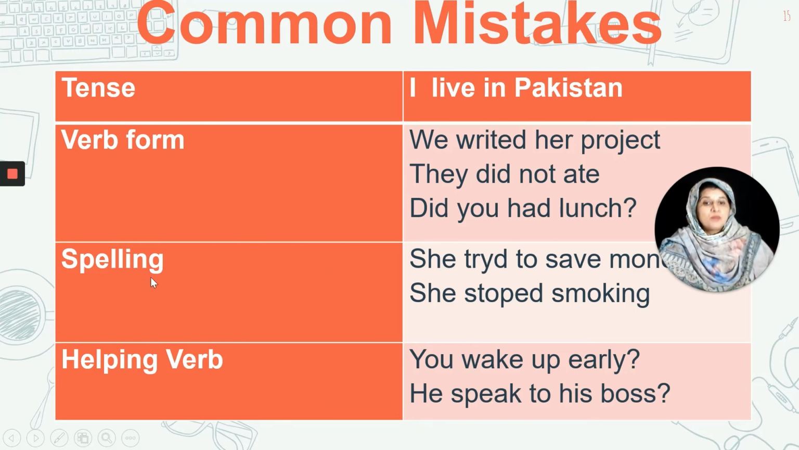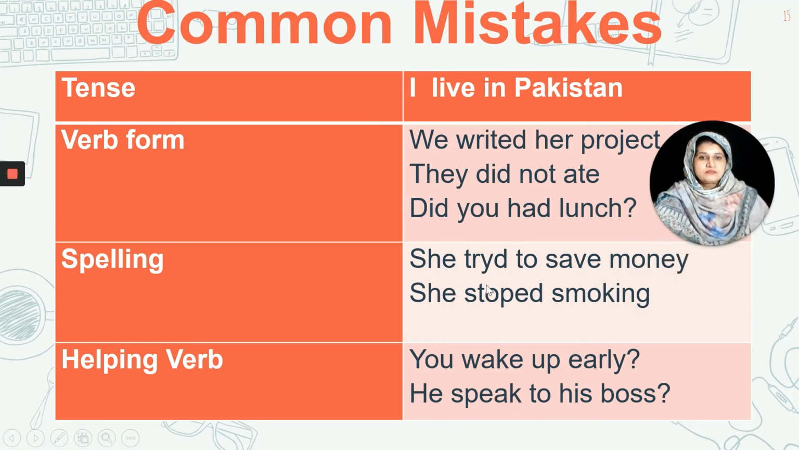Sometimes we make spelling mistakes, like she tryd to save money. Here you can see that TRYD is wrong. What should we say? TRIED. She tried to save money. Next, she stoped smoking. Is it correct? Can you guess what's the mistake here? Yes, you are right. Here we should say STOPPED. She stopped smoking.